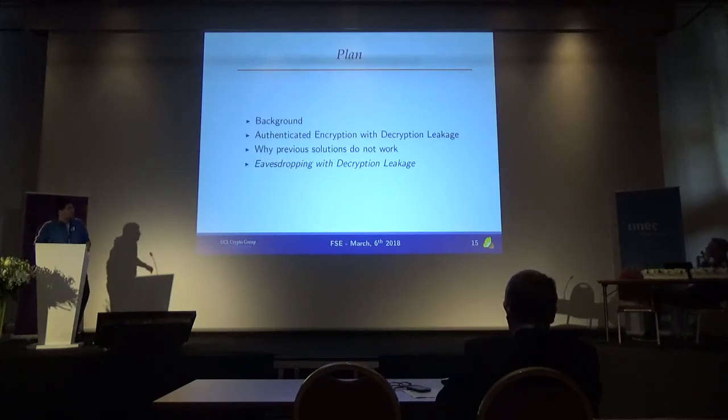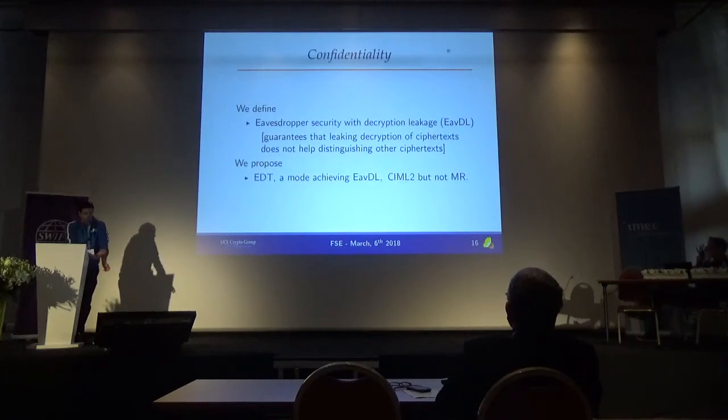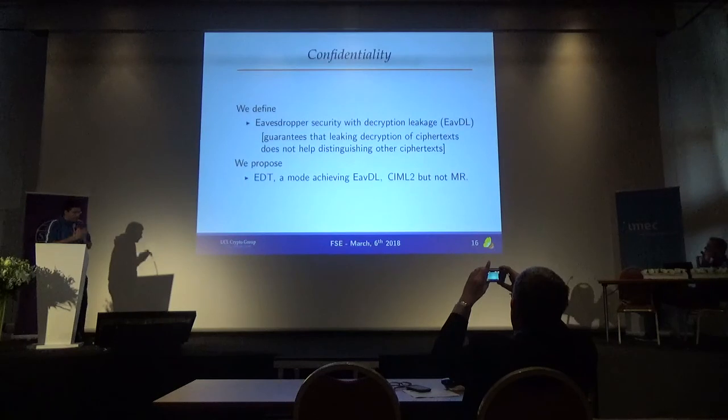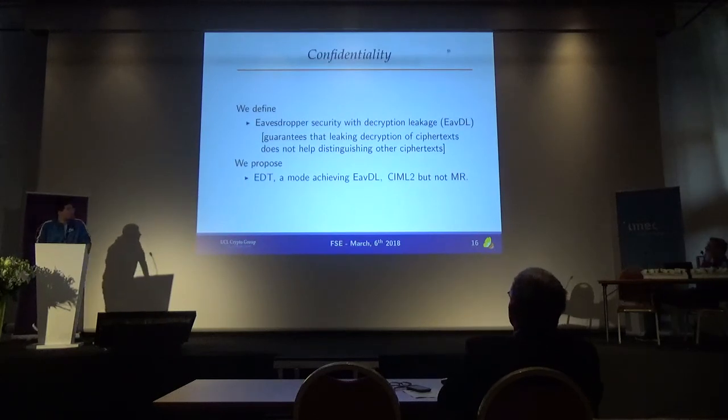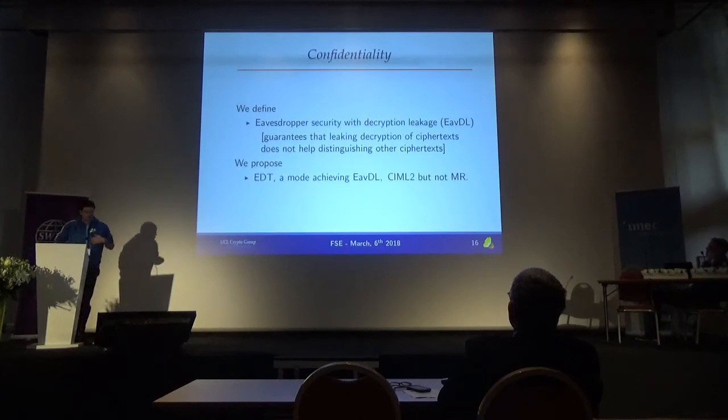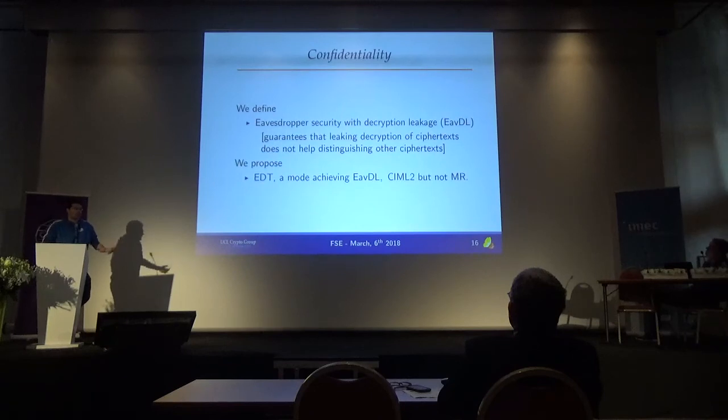Now we have talked about authenticity. I will talk really briefly about confidentiality, because we define in the paper a new security notion, which is proper with decryption leakage, and we want that the leakage of a ciphertext does not help distinguish other ciphertexts or learn information about the plaintext of other ciphertexts. And we propose a new mode of operation, which is called encryption DGS and tag, which provides this new notion, EAFDL, and ciphertext integrity with misuse and leakage. But we lose the misuse resistance.